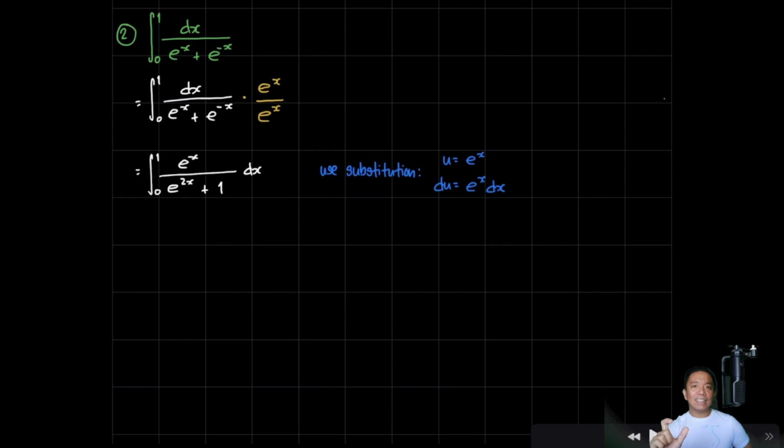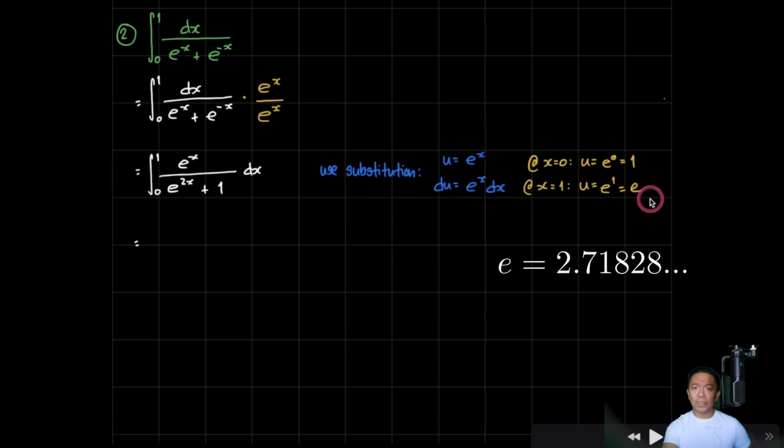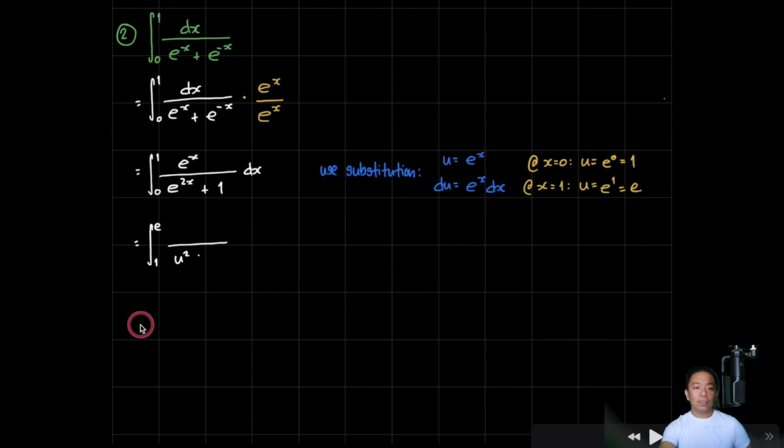But take note that this is a definite integral. So dapat yung limits of integration natin, idadamay natin dun sa substitution na step. So if x is equal to 0, ang u natin ay e raised to 0, which is equal to 1. If x is equal to 1, ang u natin ay e raised to 1, which is just equal to e. Again, e is Euler's constant, 2.71828 something.